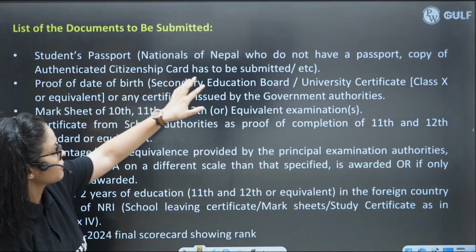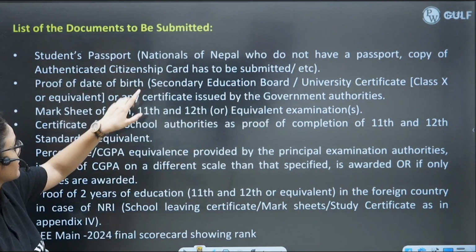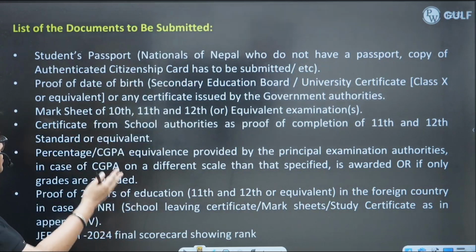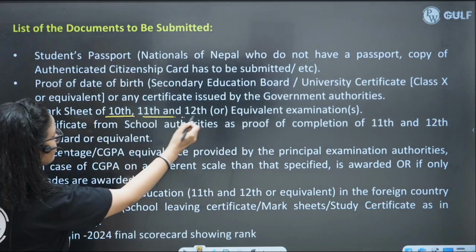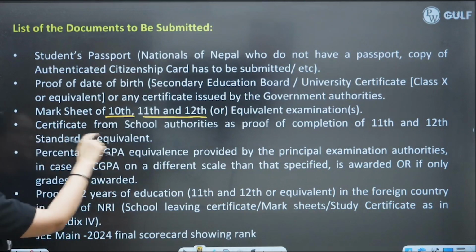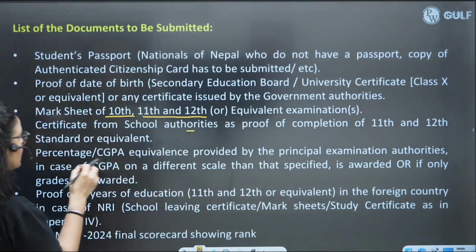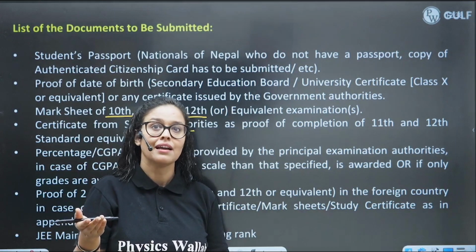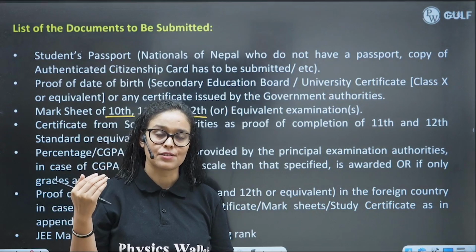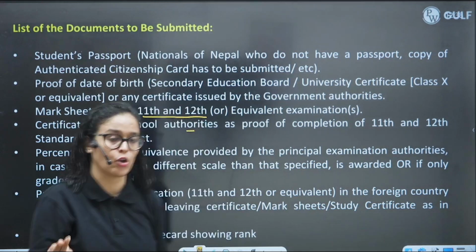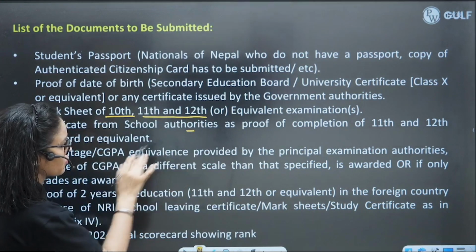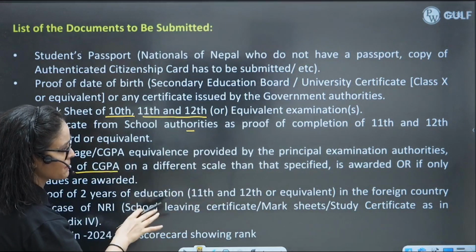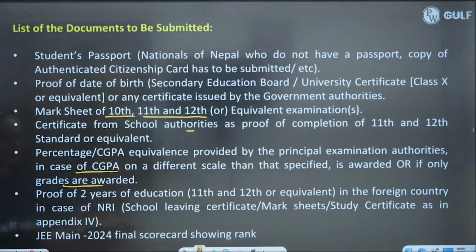Students' passport; for nationals of Nepal who don't have any passport, a copy of an authentic citizenship card has to be submitted. Proof of date of birth you have to submit. Mark sheets of 10th, 11th and 12th or equivalent examination, and a certificate from the school authorities as proof of completion of 11th and 12th standards or equivalent. If you are in the IB course, you might have other names for these classes, so you have to submit those documents. Percentage or CGPA equivalence provided by the principal or examination authorities, in case CGPA on a different scale is awarded, or if any grades are awarded, you have to put it there.